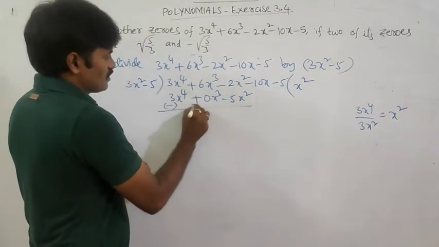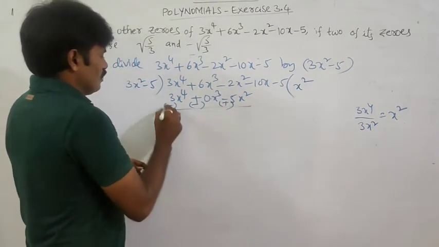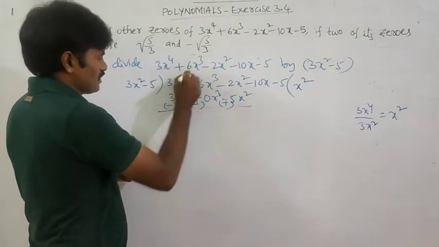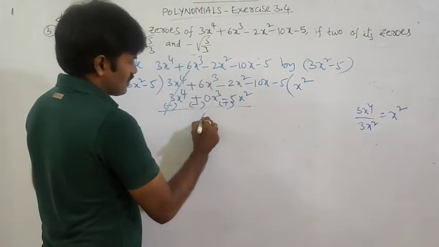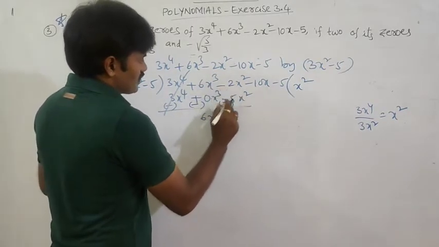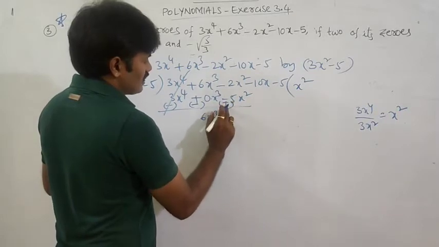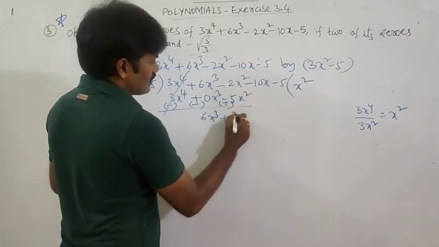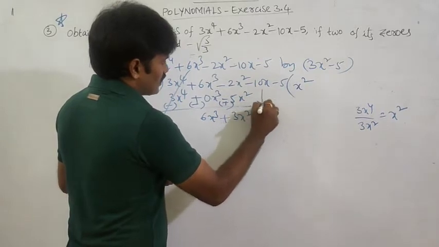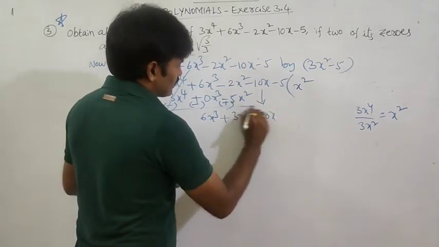Now the division process, changing signs. Plus becomes minus, minus becomes plus, and it gets cancelled here. We get 6x^3 - 2x^2 + 5x^2. We should consider this changed sign, so +3x^2. Bring down the next term, that is -10x.